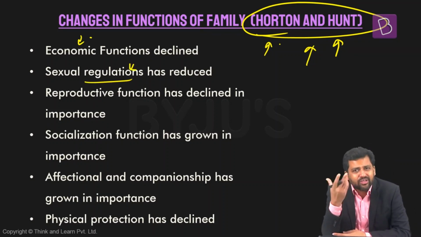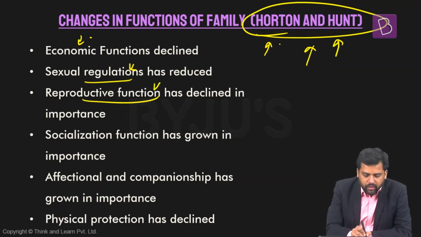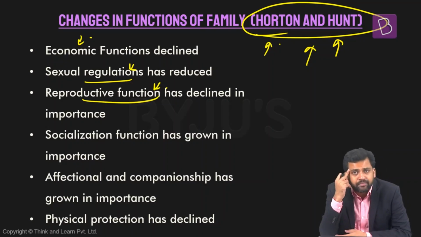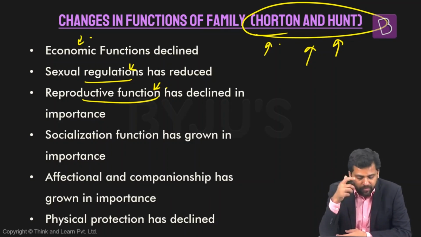Sexual regulation has also gone down nowadays. Society does not necessarily approve only those sexual relations which happen after marriage. Extramarital sexual relations are also more acceptable as compared to what was in the past. The role of family when it comes to reproductive functions has also declined. There can be people who decide to have a biological child without entering into the institution of marriage, without forming a formal family, so to say. So there has been a slight decline.